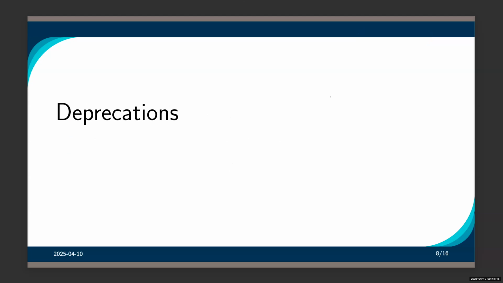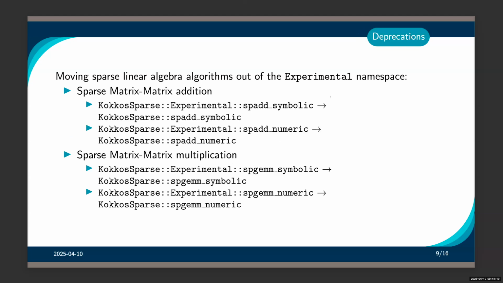Other than that, we've done a few deprecations. So again, this is going to be kind of a search and replace style change, but we're moving sparse matrix addition and multiplication out of experimental. So you can just knock the experimental namespace off of the symbolic and numeric functions there.